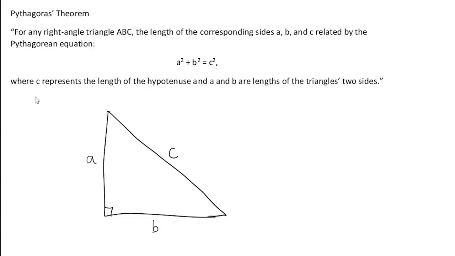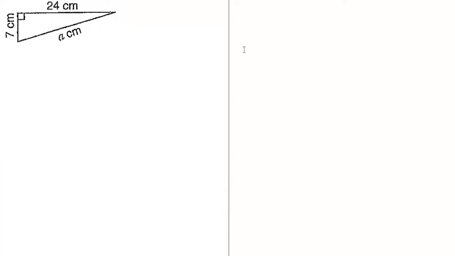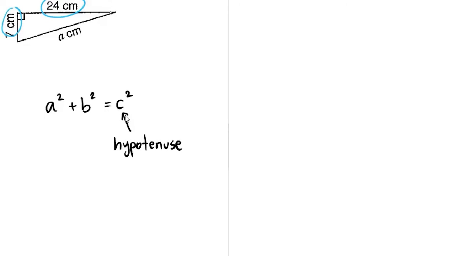Now let's get into action. We will use Pythagoras' theorem to solve some problems in geometry. Consider this right-angled triangle with two given sides, 7 centimeters and 24 centimeters. Now let's remember Pythagoras' theorem: a squared plus b squared is equal to c squared. You just need to remember that c here does not necessarily mean c in the problem. C here is the hypotenuse. And a here does not necessarily mean a in the problem.